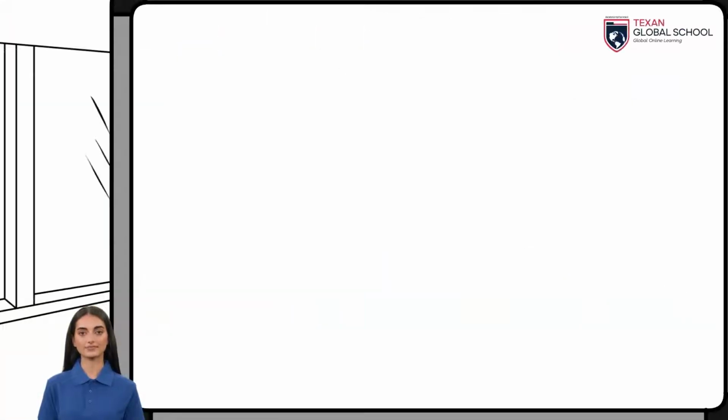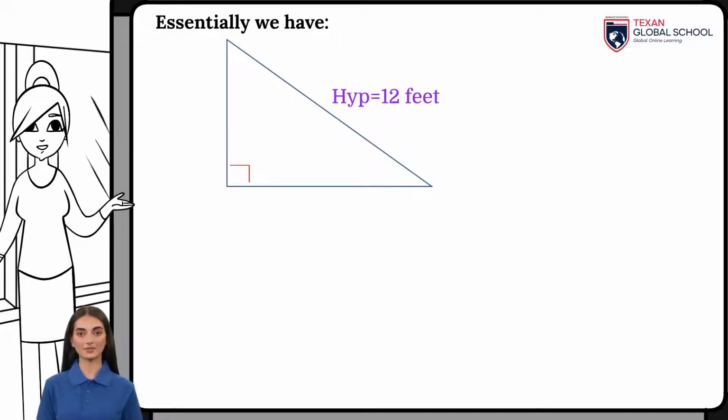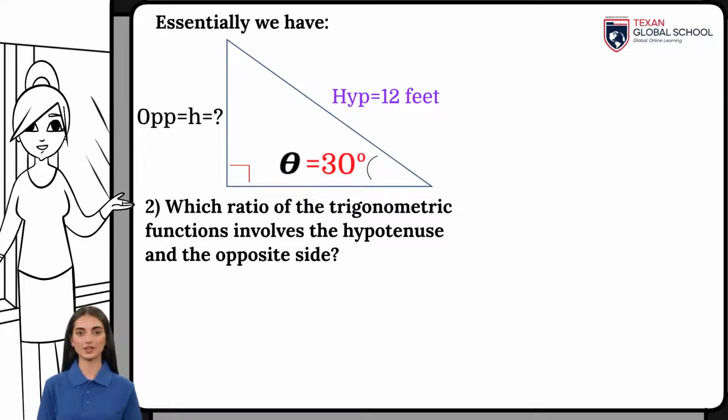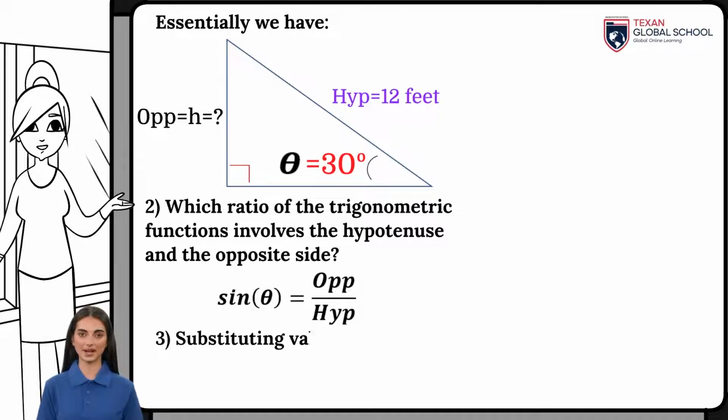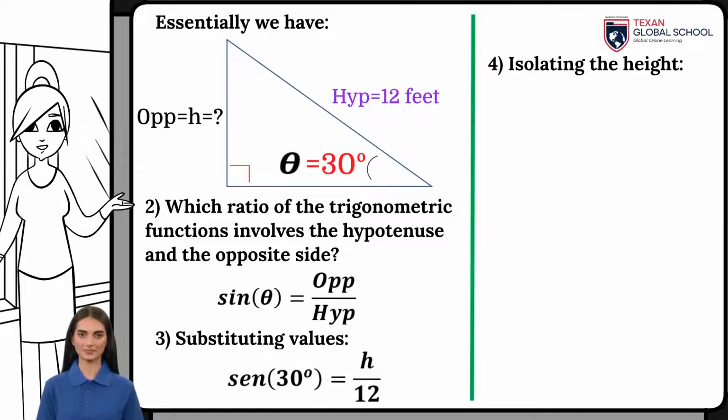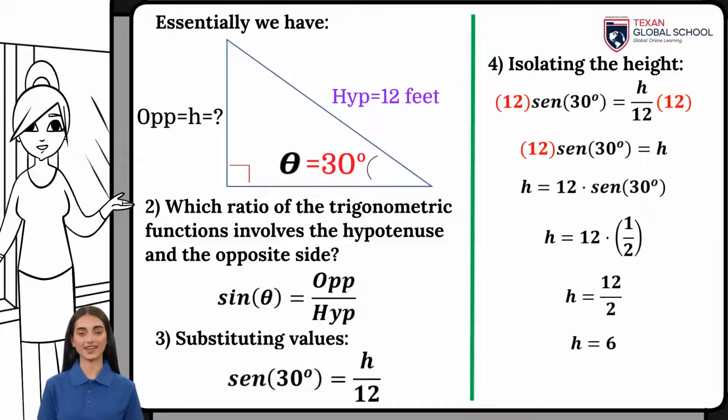Now, let's analyze. The ladder is the hypotenuse with a length of 12 feet. The tree's height is the opposite side of the given angle of 30 degrees. Which ratio of the trigonometric functions involves the hypotenuse and the opposite side? The sine, since the sine of theta equals the opposite side over the hypotenuse. We substitute the values, obtaining that the sine of 30 is equal to h over 12. So, let's isolate the height h. The denominator is cancelled by multiplying both sides of the equation by 12. Now on the scientific calculator, we type directly sine of 30, resulting in 1/2. So we multiply this result by 12, resulting in the tree height being 6 feet.